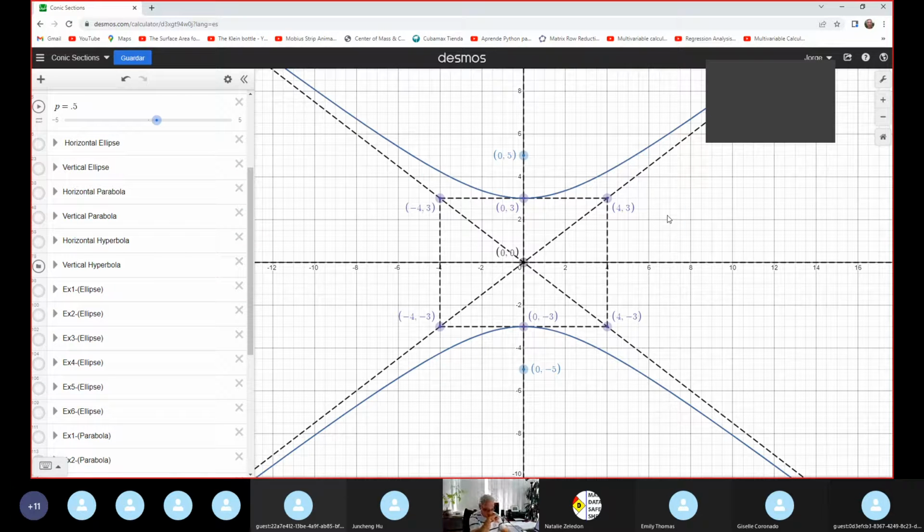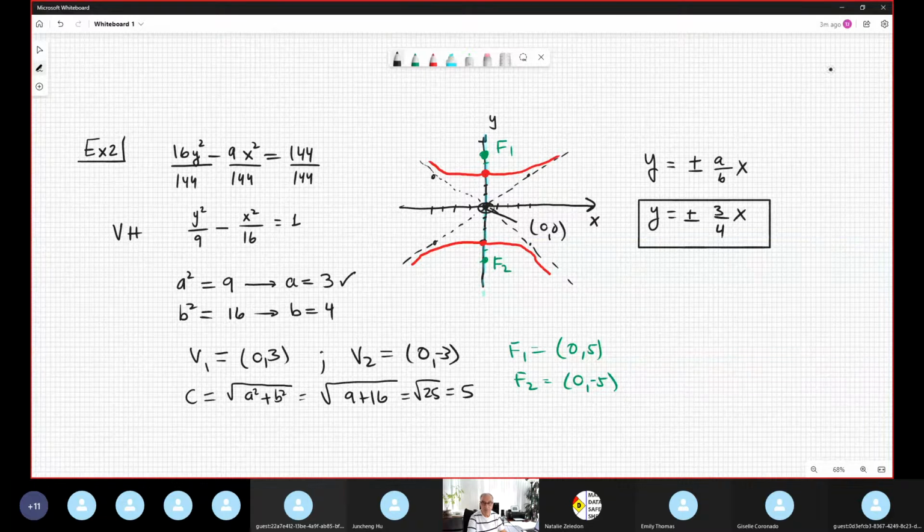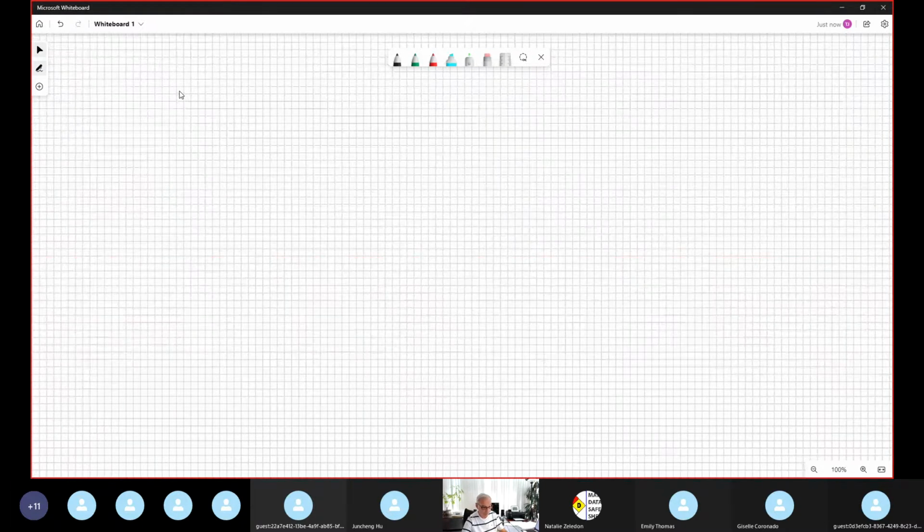Okay. We have 2 more examples. I want to complicate this more because now we have translation. These first 2 examples are easy because the center is located at the origin, (0, 0). However, these examples are more complicated. Number 3 and number 4. Okay, number 3 now. Example 3, hyperbola.